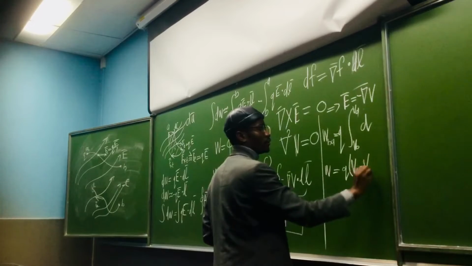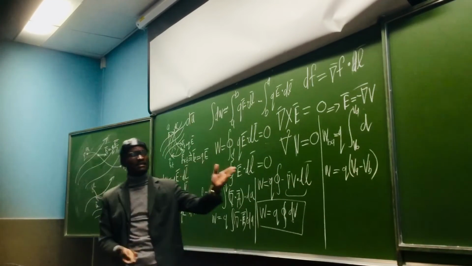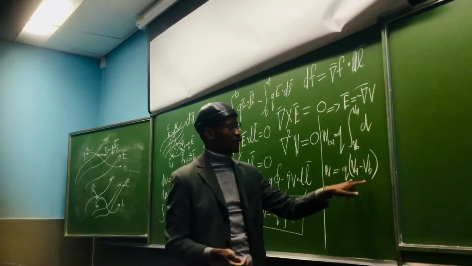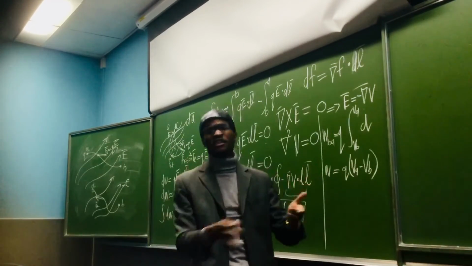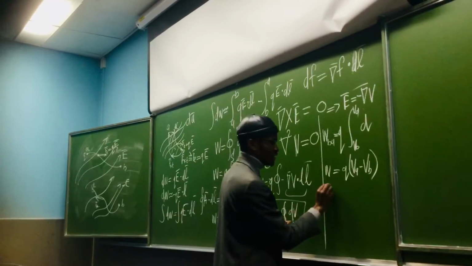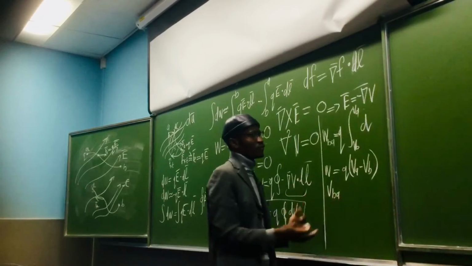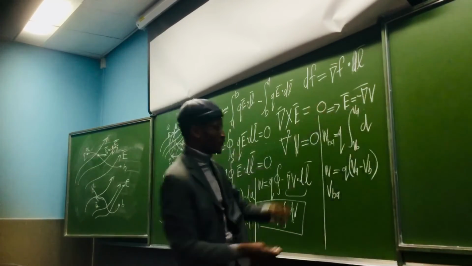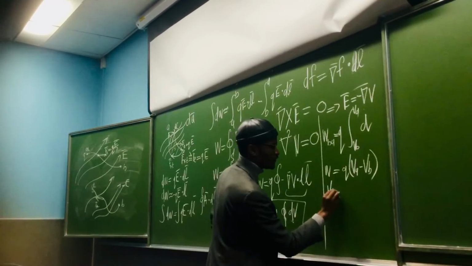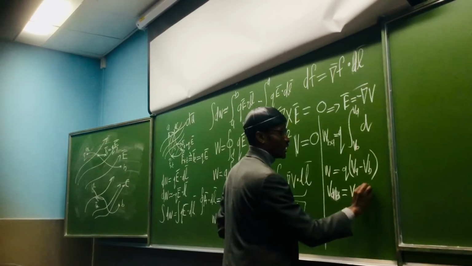But let's put it as one value instead of having two values. Let's define VAB. Because we're coming from the potential at A to B, VAB is going to be VA minus VB.